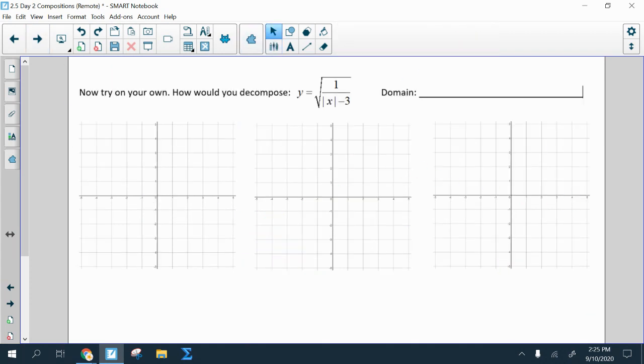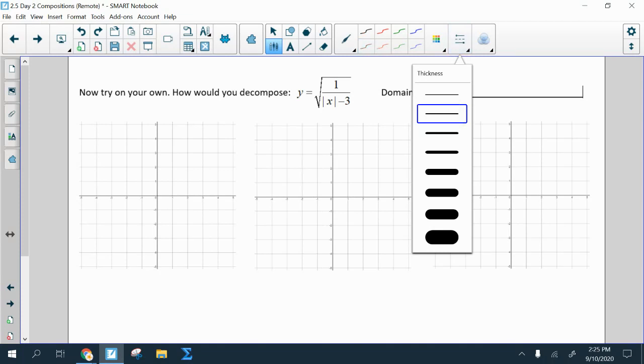Okay, so this one here, you're supposed to try on your own. So what I'd like you to do is pause for a moment, try it on your own, and then come back and look. I am also going to be putting the work on here, so if you want to follow along as I'm doing that, you can, but I'm not going to talk. I'm just going to do the work and show you what I'm thinking.